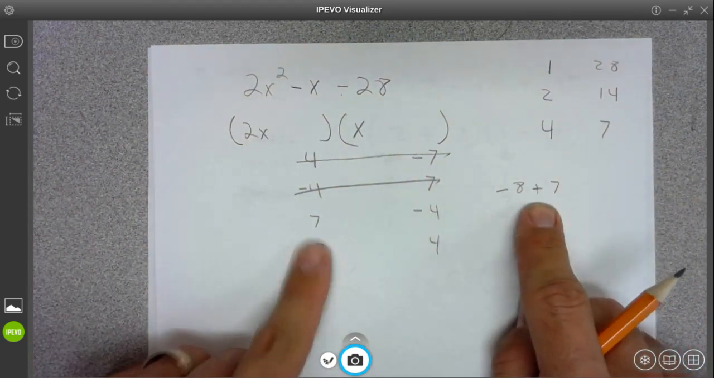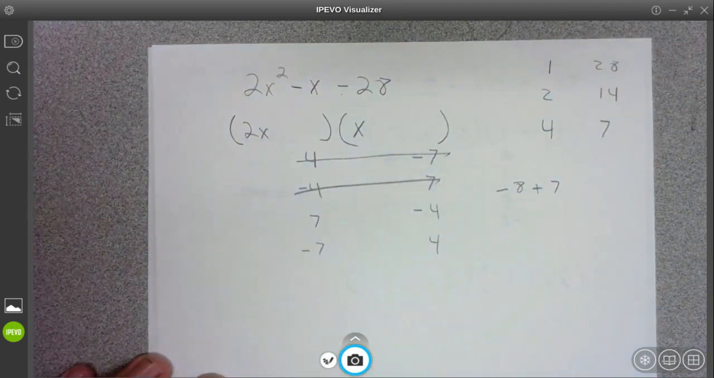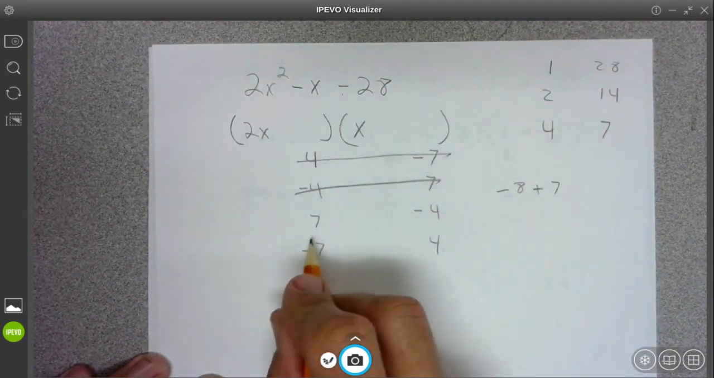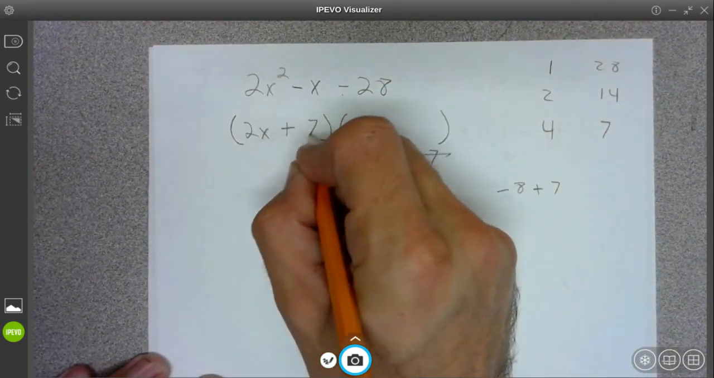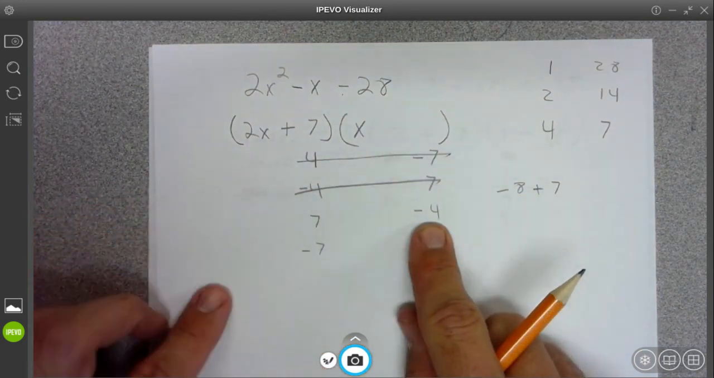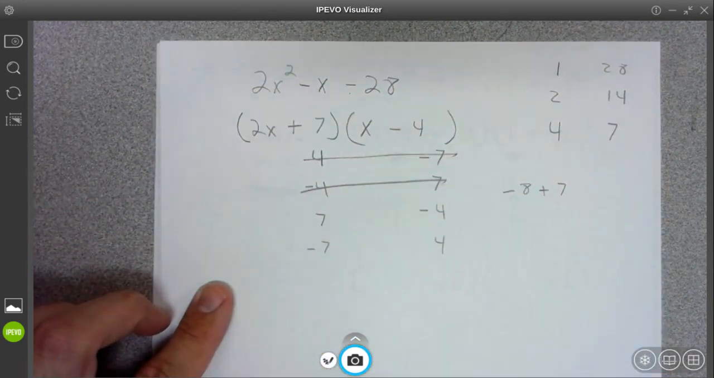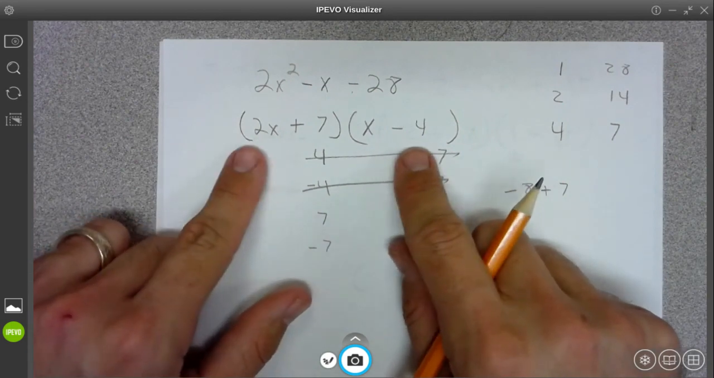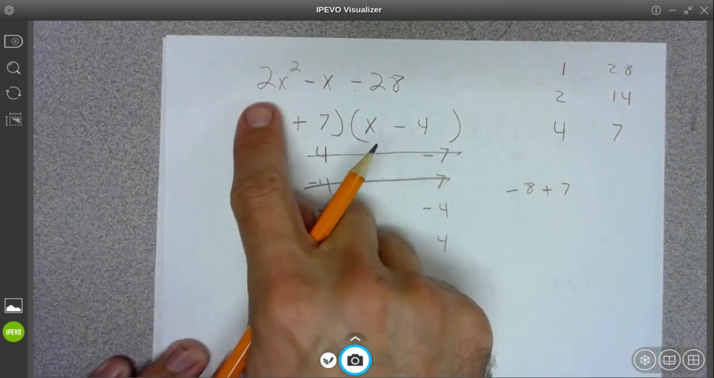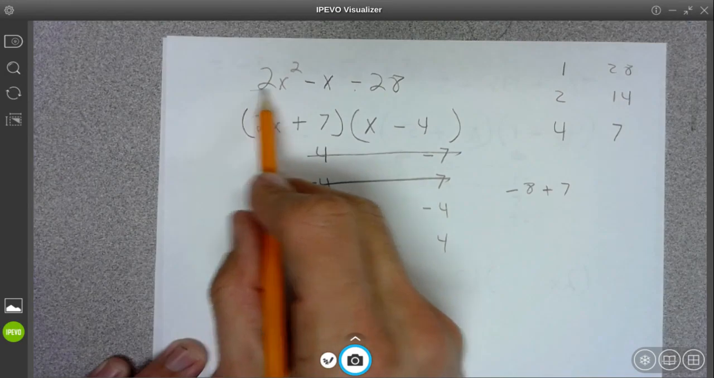This is negative 1. That's what we wanted in the middle, a negative 1. So this is a positive 7 and a negative 4. And check it. Actually multiply it out and make sure that you get this original. All right, make sure you get that.